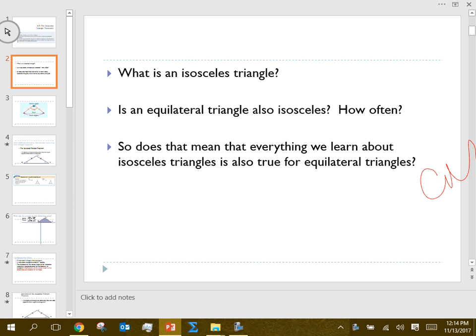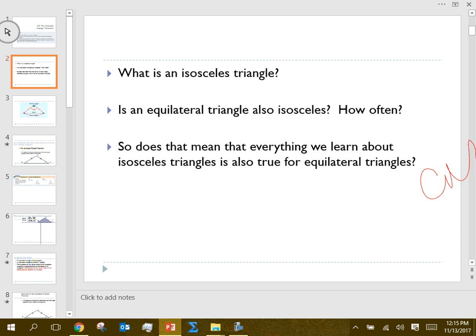A triangle has two or more congruent sides. Okay. Now what you said was a triangle has two angles that are congruent. Which we're going to find out is true in every isosceles triangle, yes, that is correct. But definition-wise, an isosceles triangle is any triangle that has at least, keyword being at least, two congruent sides.